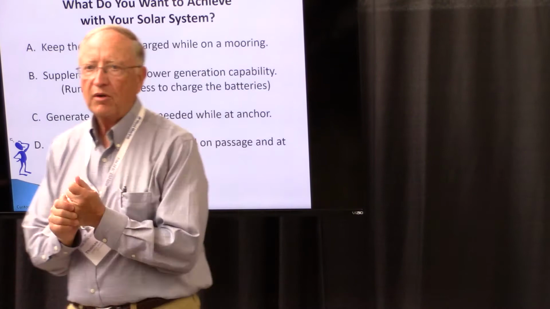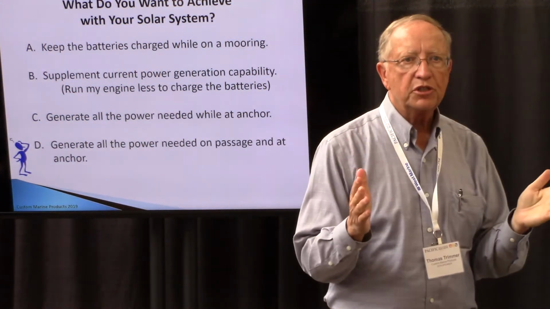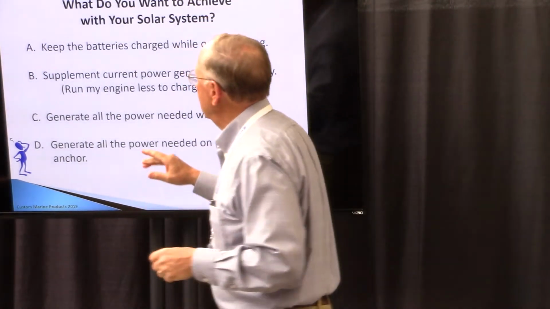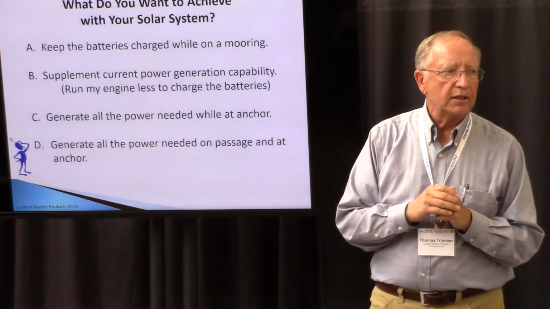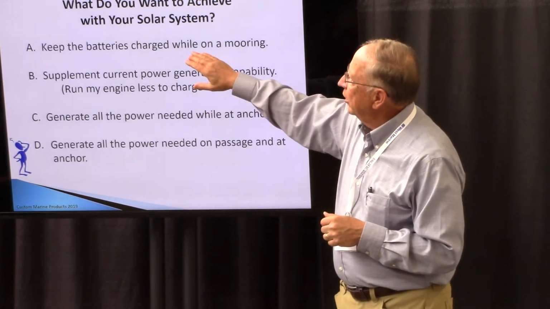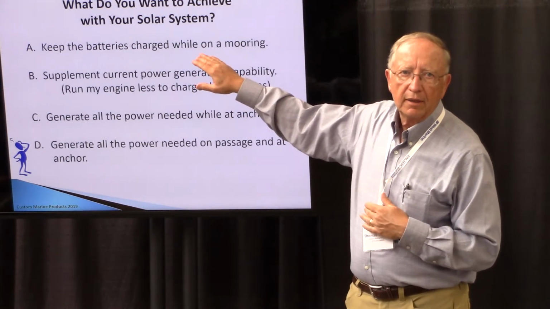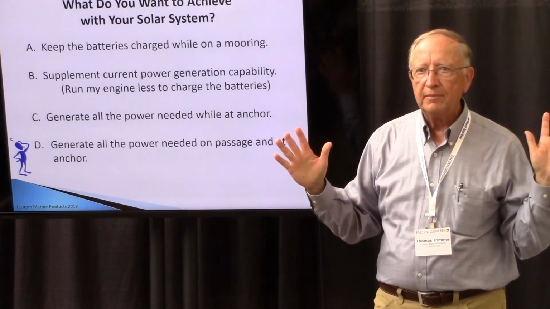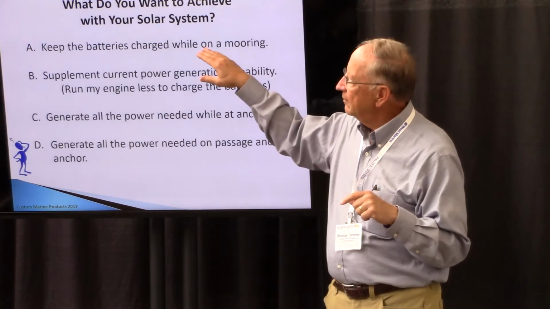So our first step is to decide what do we want our solar system to do? What do we want to accomplish with our solar system? So here's 4 scenarios that we're going to take a look at. Are we going to keep the batteries? Maybe we've got a boat on a mooring. I just want to keep the batteries up, and I want enough power to run the bilge pump. Or I've got refrigeration on board. I want enough power just to keep the boat cool.